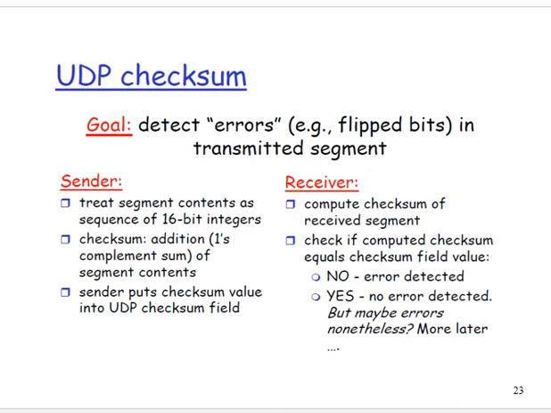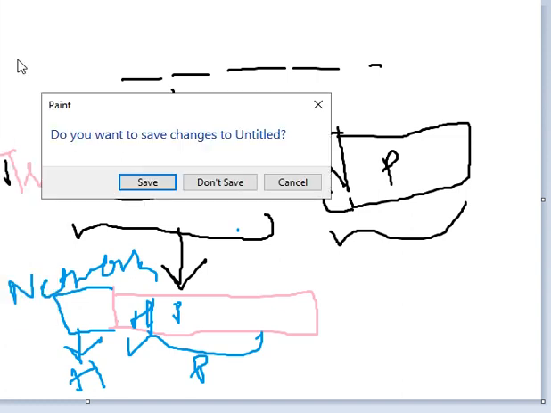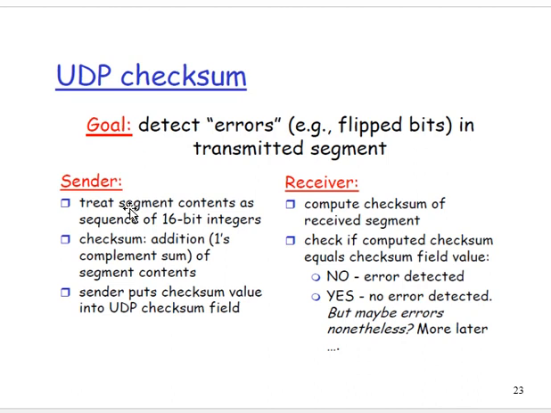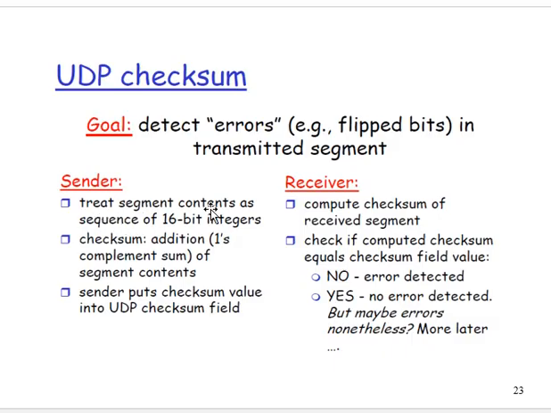Okay, now checksum. Why checksum? So checksum is basically the mechanism that provides the error control. For example, suppose you have some value. Okay, so how does this checksum work? It basically adds all the 16-bit integers. So 16-bit why? So this is the first 16-bit and then 16 bits. Okay, so it will keep on adding those 16 bits. So treat segment contents as a sequence of 16-bit integers, and then checksum is the addition of 1's complements of the segment contents.